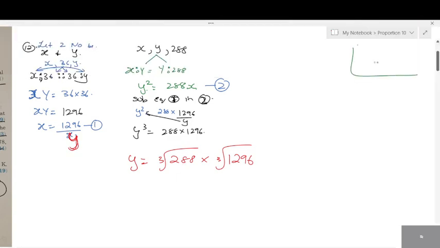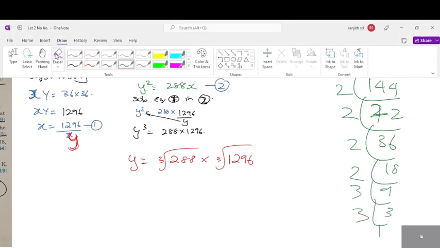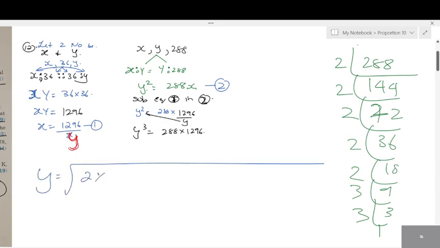Okay, so 288. For 288, you get 144 times 2, 72 times 2, 36 times 2, 18 times 2, then 9 twos are 18, 3 threes are 9, 3 ones are 3. Not like that, like this. So 2 into 2 into 2 into 2 into 2 into 3 into 3. That is 1, 2, 3, 4, 5, 6, 7 factors.